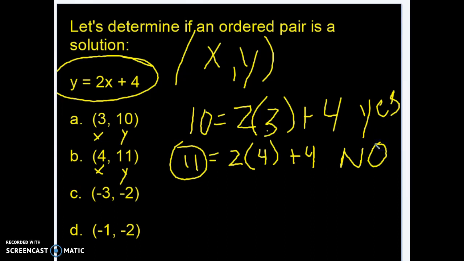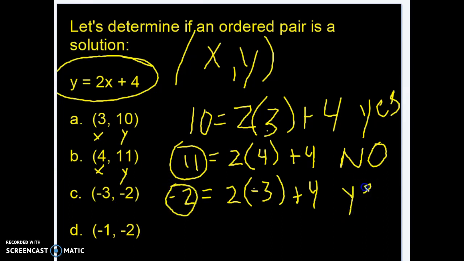It doesn't matter if your numbers are positive or if they're negative. We have a negative 2 for y. We have 2 times what x is, negative 3, and then plus 4. Well, 2 times negative 3 is negative 6. Negative 6 plus 4 is negative 2, and that's exactly what it says it was. So we have a good solution, a yes solution.